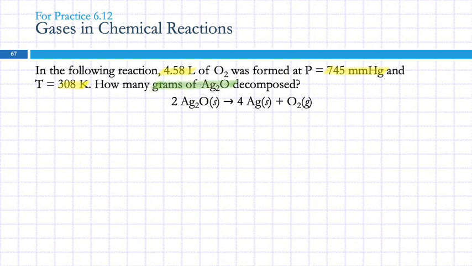And then I'm going to take these numbers and write them under the balanced chemical equation to just kind of organize things. So 4.58 liters of oxygen, I'm going to write that under oxygen. Was formed at this pressure. So this is also referring to the oxygen. And this temperature, again, still referring to the oxygen. Then the question is, how many grams of Ag2O? So there's my question, and the unit I need there is grams.